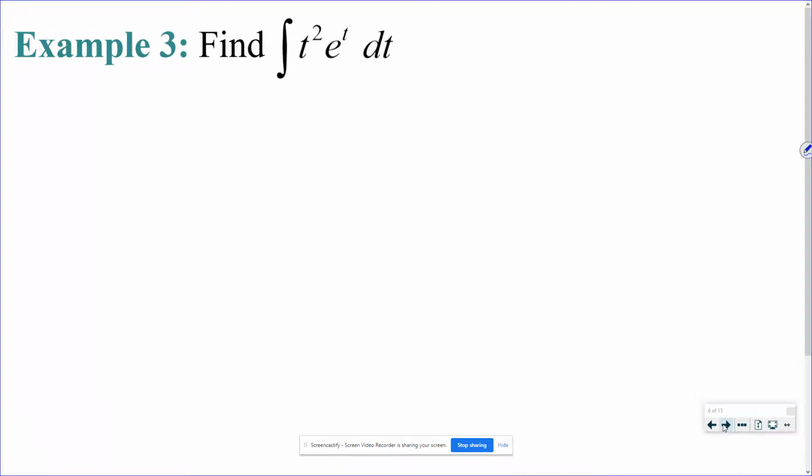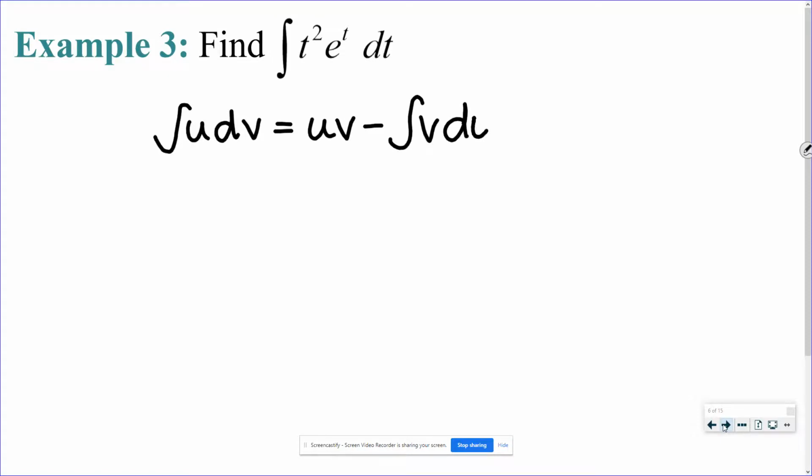On this example, we are going to run into a little bit of an issue. Here's our formula. Okay, so when we start this, we normally set it up where we're trying to find something for u and something for dv. And keep in mind, u needs to be something that gets simpler when it derives. And dv needs to be something that's easy to integrate.